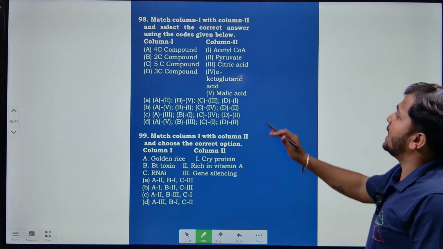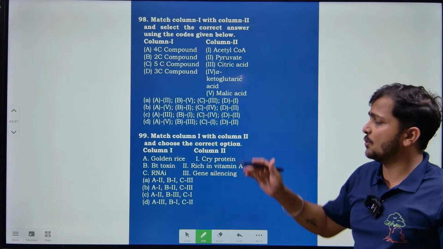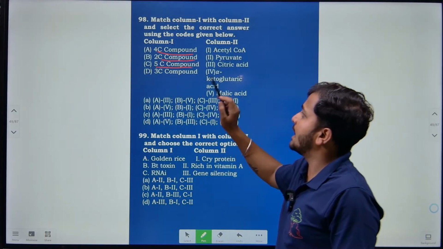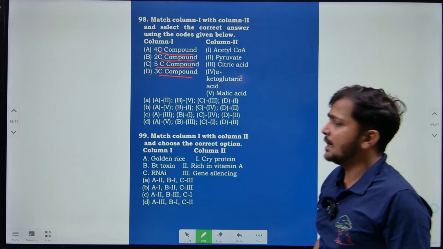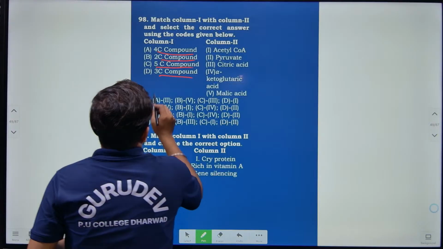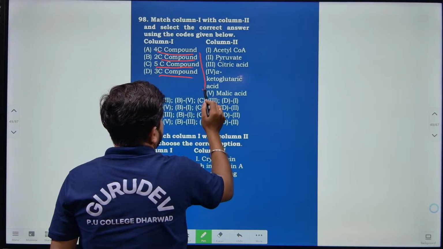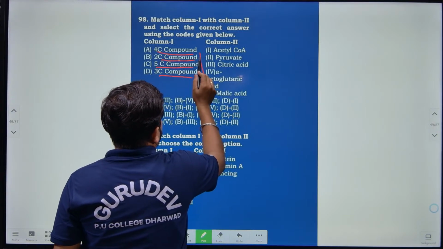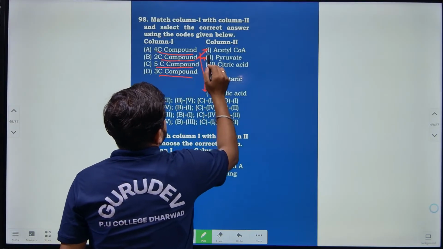Then match column 1 with column 2 and select the correct answer using the codes given below. They have mentioned 4 carbon compound, 2 carbon compound, 5 carbon compound and 3 carbon compound, and they have given different names here. So the 4 carbon compound I can consider as malic acid. Then the 2 carbon compound is mainly pyruvate? No, no, it's not pyruvate, it's acetyl CoA.